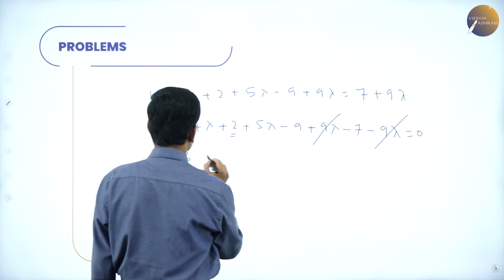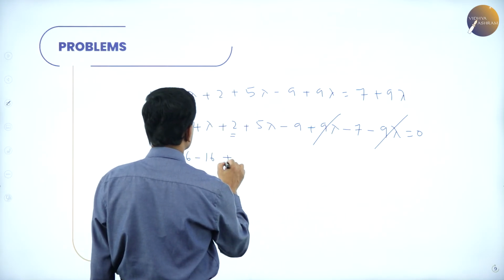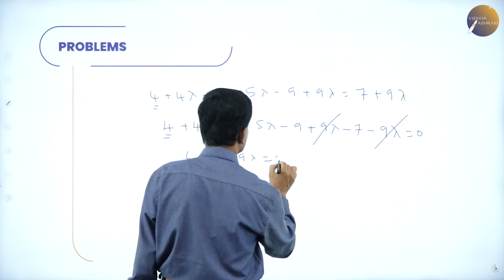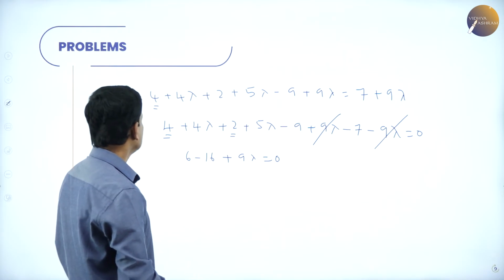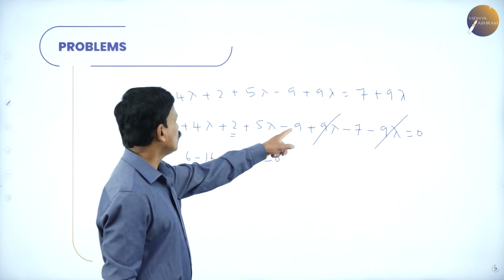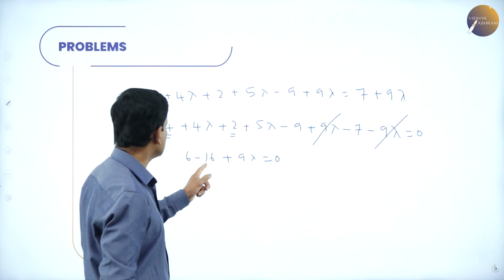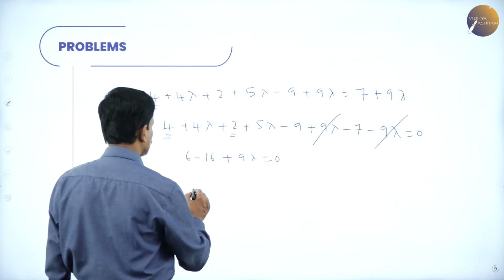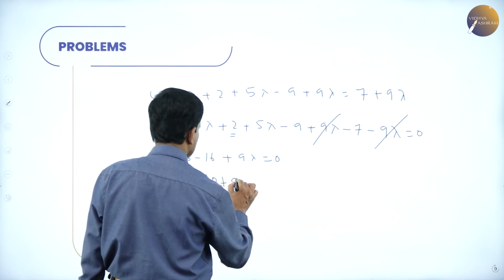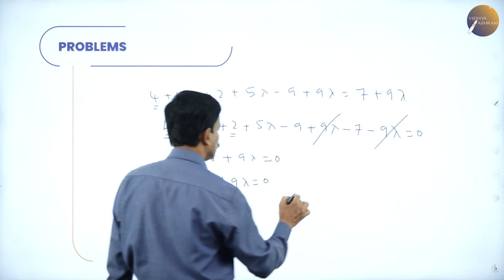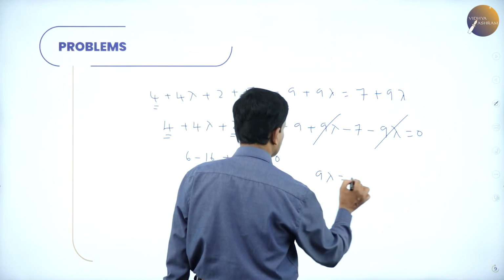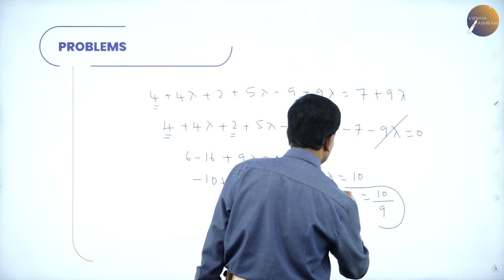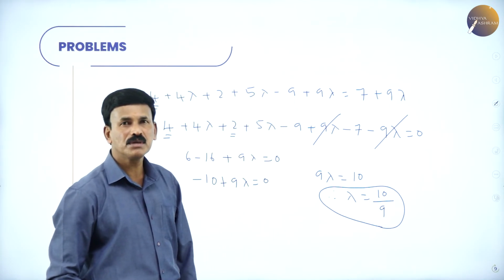Minus 9 minus 7 is minus 16, plus 4 lambda plus 5 lambda is 9 lambda, is equal to 0. Right, listen to me. 4 plus 2 is 6, again minus 9 minus 7 is minus 16. 6 minus 16, 4 lambda plus 5 lambda is 9 lambda, is equal to 0. So this is minus 10 plus 9 lambda is equal to 0, or 9 lambda is equal to plus 10. Therefore, lambda is equal to 10 by 9.